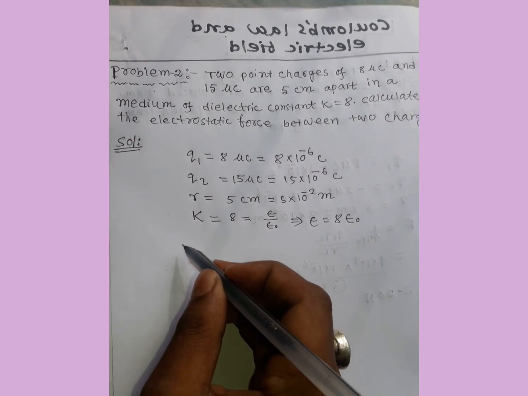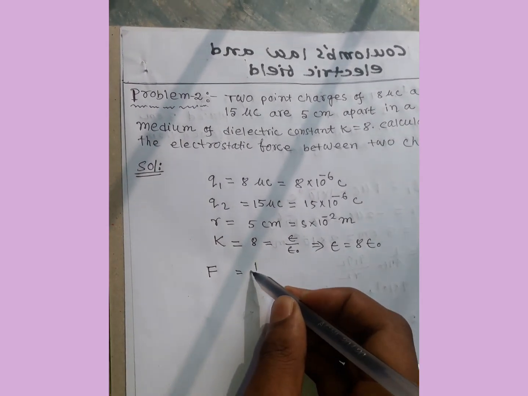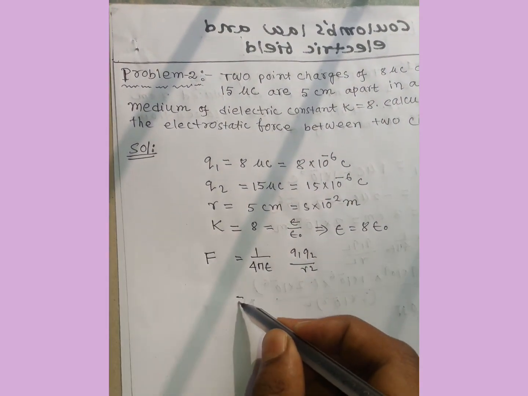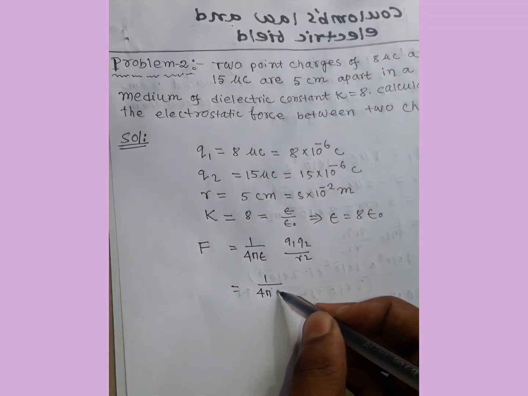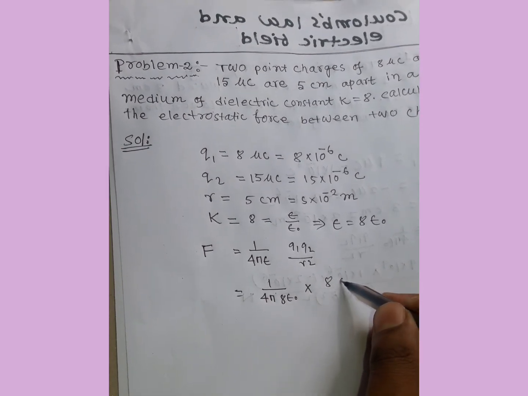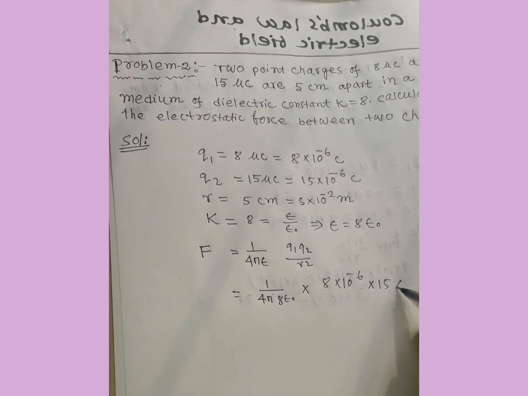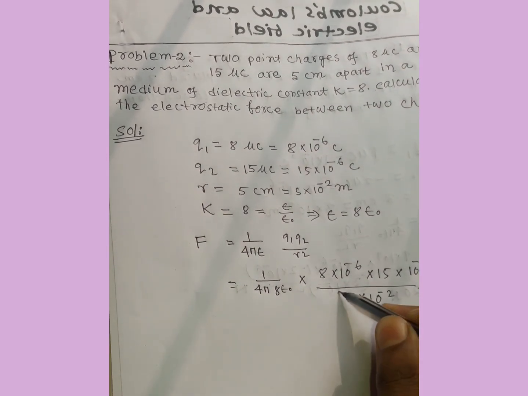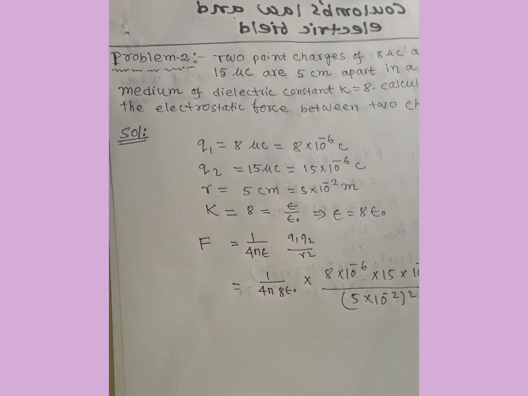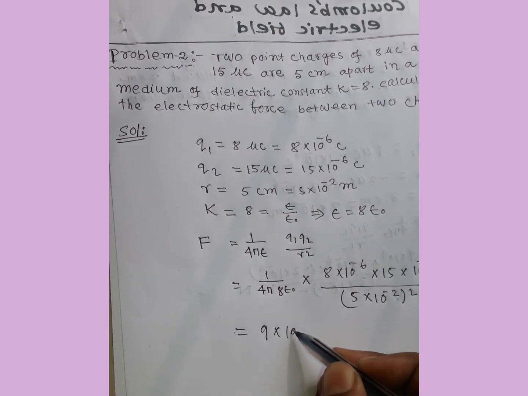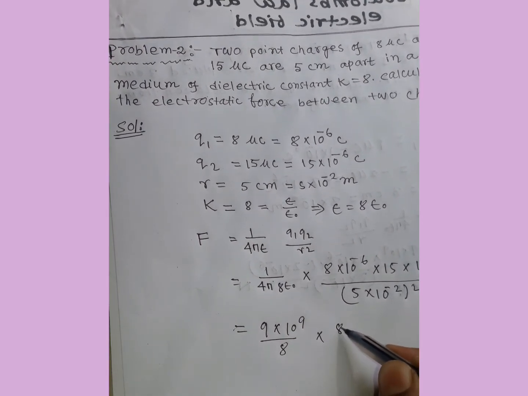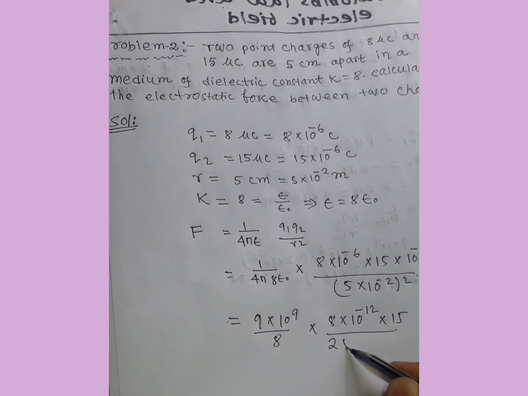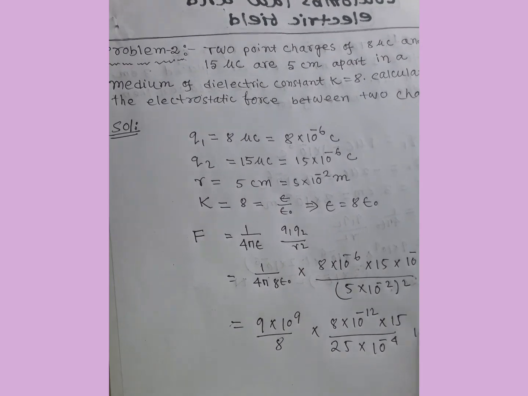Here we use the formula for force F equal to 1 by 4 pi epsilon Q1 Q2 by R square equal to 1 by 4 pi 8 epsilon naught into 8 into 10 to the power minus 6 into 15 into 10 to the power minus 6 divided by 5 into 10 to the power minus 2 whole square Newton equal to 9 into 10 to the power 9 by 8 into 8 into 10 to the power minus 12 into 15 divided by 25 into 10 to the power minus 4 Newton.